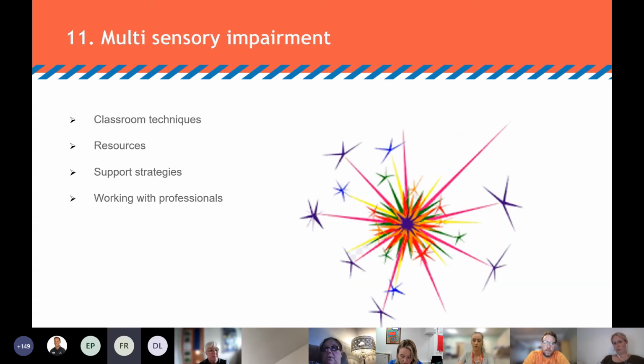Module 11 will all be about the multisensory impairments. This is when there is more than one impairment. And we'll be looking at classroom techniques, the resources, support strategies, and again, working with professionals in the wider agencies as well.